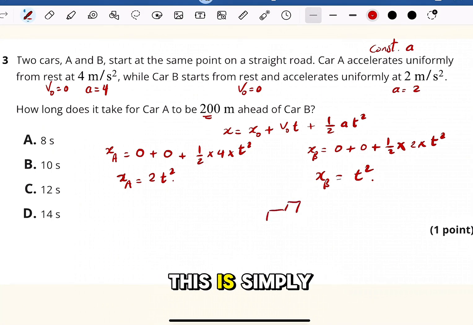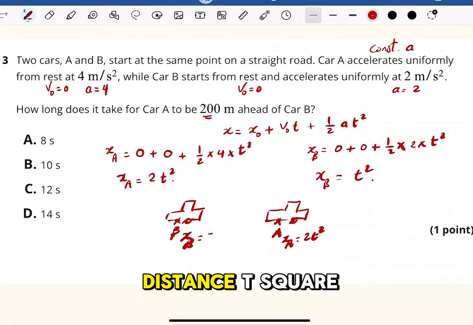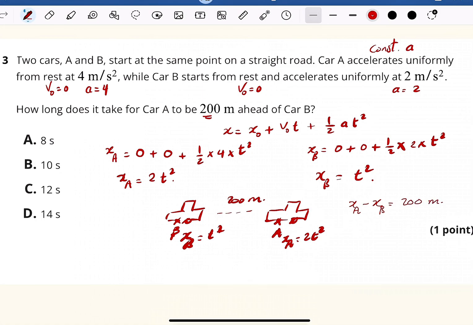I would say this is simply car A, which is at the distance 2t squared, and there is a car B behind, which is at distance t squared, and the examiner said the distance between them is 200 meters. To get the time taken, the distance xa minus xb is 200 meters.